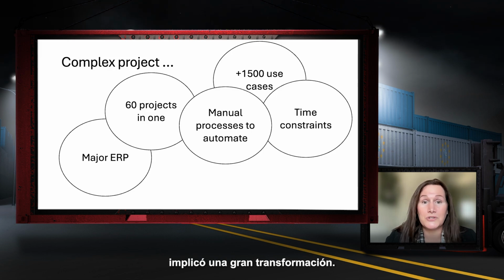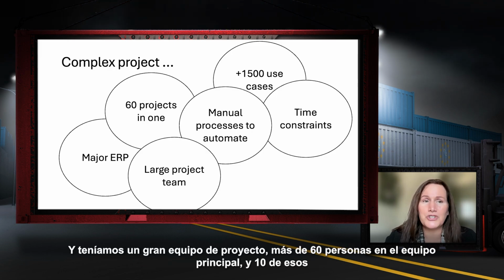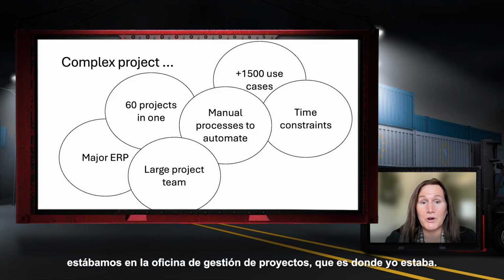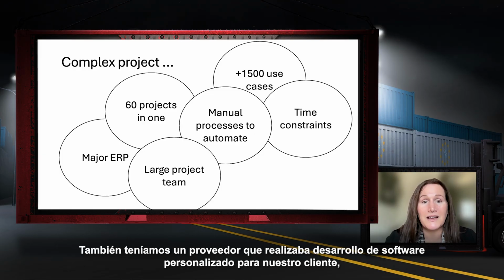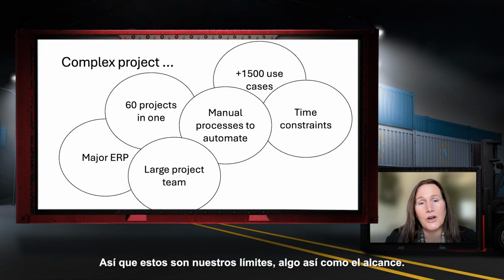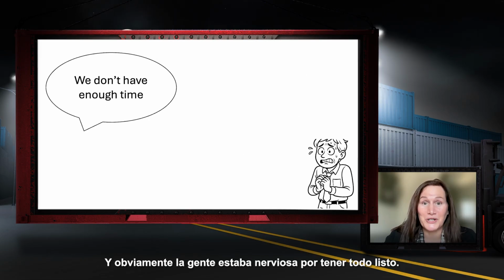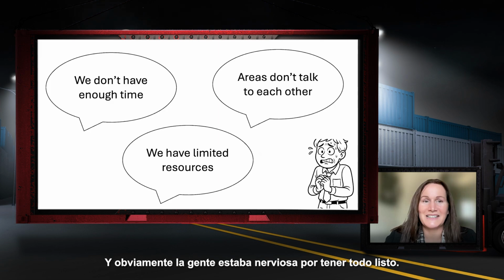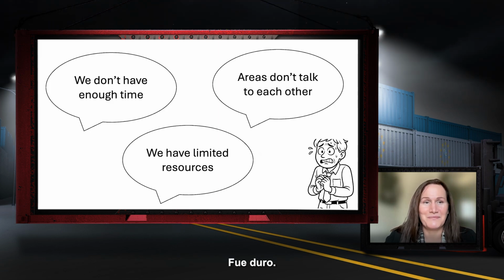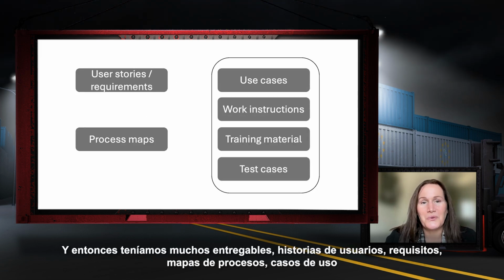It involved major transformation. And we had a large project team, over 60 people on the primary team, and 10 of those were in the project management office, which is where I was. We also had a vendor doing custom software development, okay? New ERP vendor. So these are our boundaries, kind of like the scope. And obviously, people were nervous about getting everything done. It was tough.